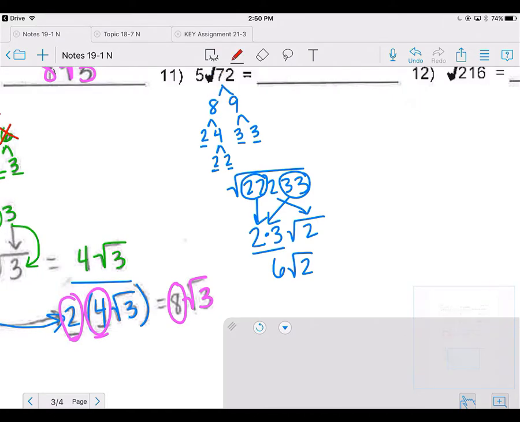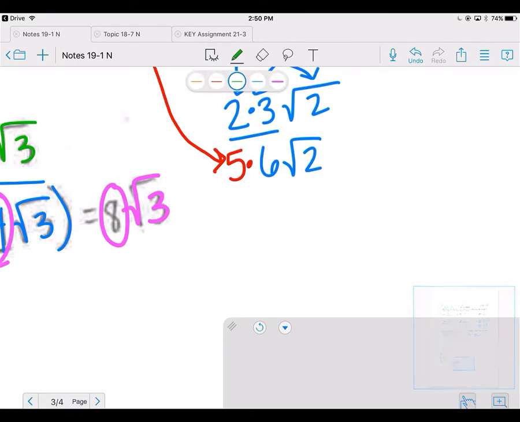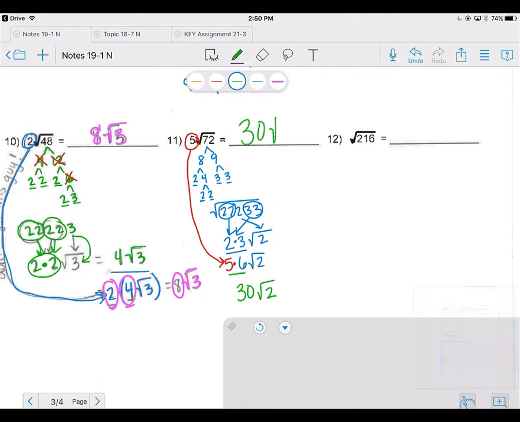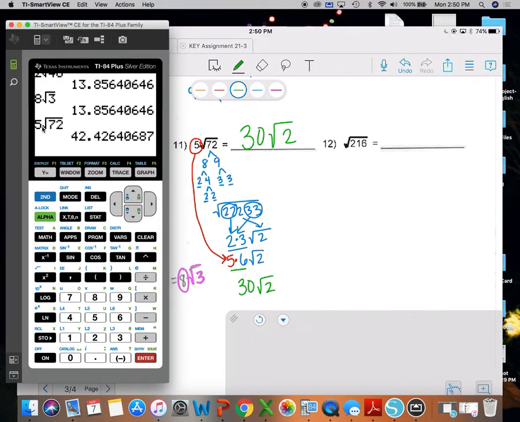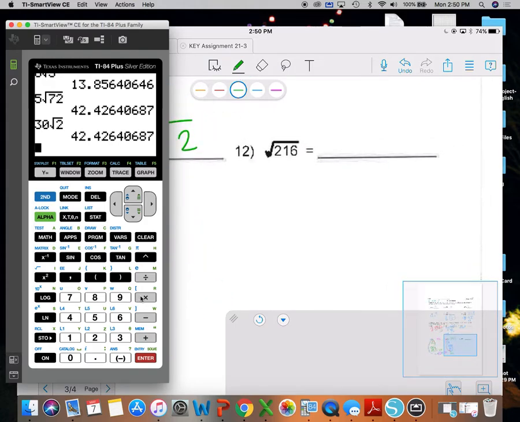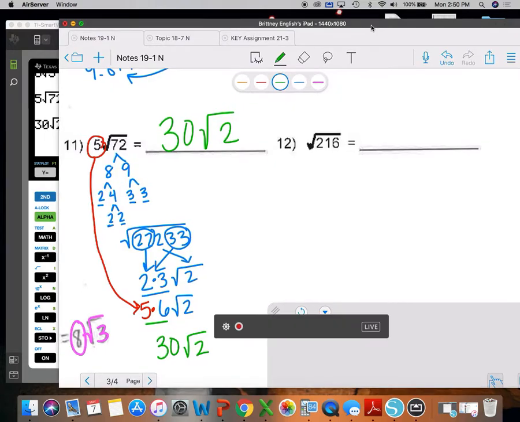Now, I look back at my original problem. There was something out front. So I bring that down. And then 5 times 6, these are both outside, so they can play outside. Inside stays alone. So 30 square roots of 2 should be equivalent. I have the original right here, so 30 square root 2. My decimals are the same, so these should be very quick and easy for you to check. Make sure you are showing adequate work as you complete them, especially if your assignments have the answers on the bottom.